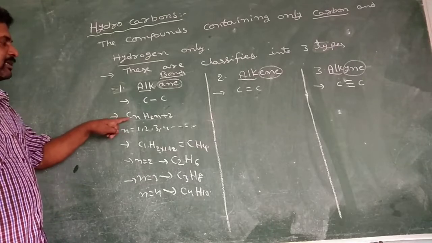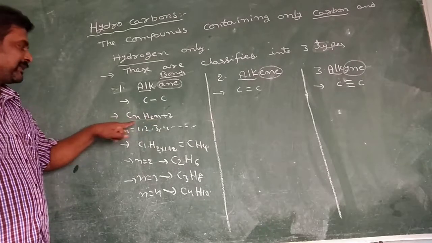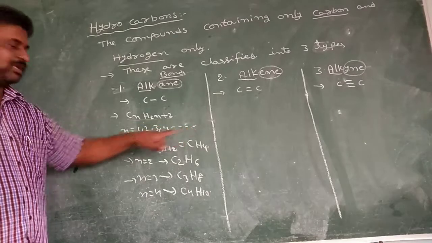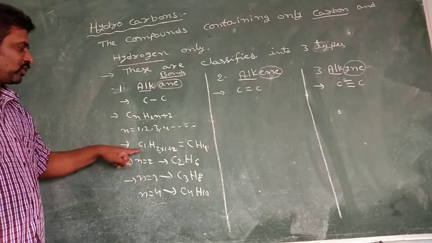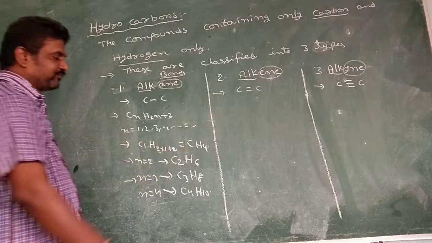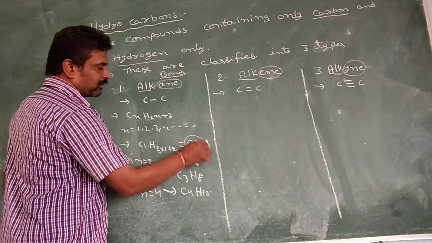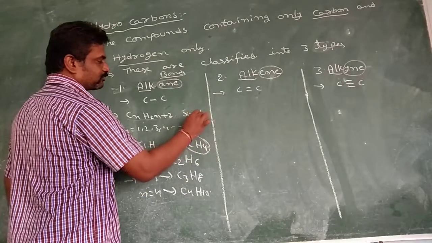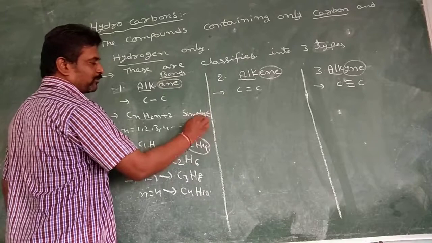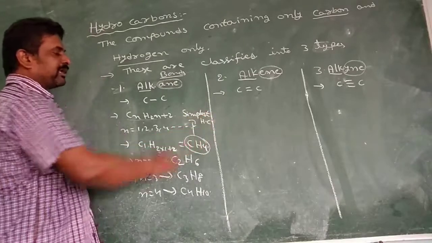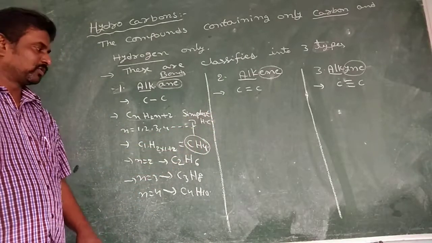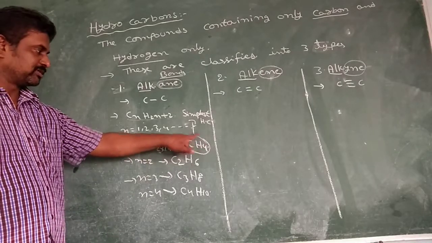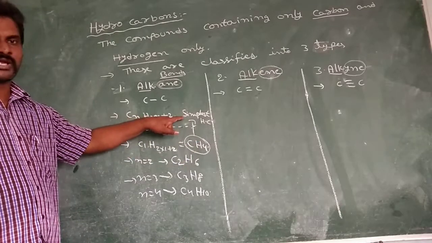Alkanes' general formula is CnH2n+2. Here n values are 1, 2, 3, 4 and so on. Substitute these values. If n is equal to 1, that gives CH4. Here CH4 is called methane. This is the simplest hydrocarbon, the starting material of the hydrocarbons. Only one carbon atom is attached to 4 hydrogen atoms. CH4 is called the simplest hydrocarbon.